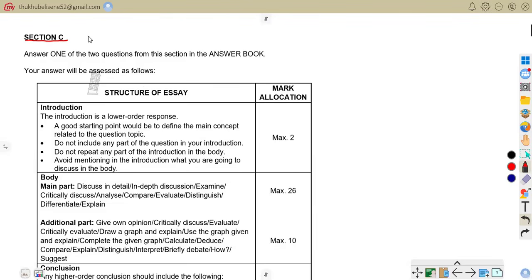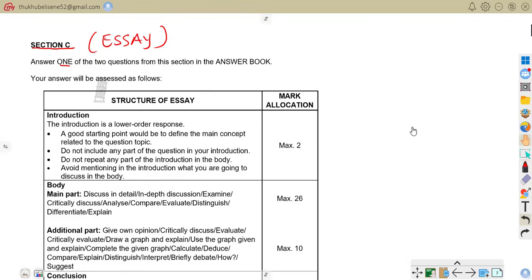Section C, you know very well, is the essay question. There is an instruction which says answer one of the two questions from this section in the answer book. So you have to answer one question in this section. But we're going to answer both of those two questions, question 5 and 6, because we are revising and trying to make sure that we prepare ourselves. So your answer will be assessed as follows.